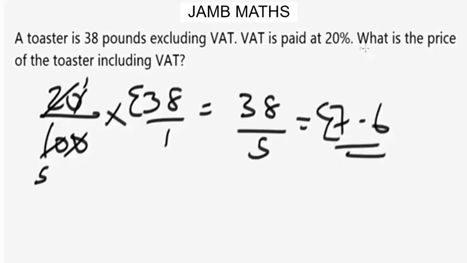Now to get the price of the toaster, including VAT, we are doing a percentage increase. So the money will increase now because we're adding the VAT. Here, VAT was excluded. This time around, we want to include the VAT. So the VAT money is 7.6 pounds, so to add it to this 38 pounds, it's going to give us 38 plus 7.6.